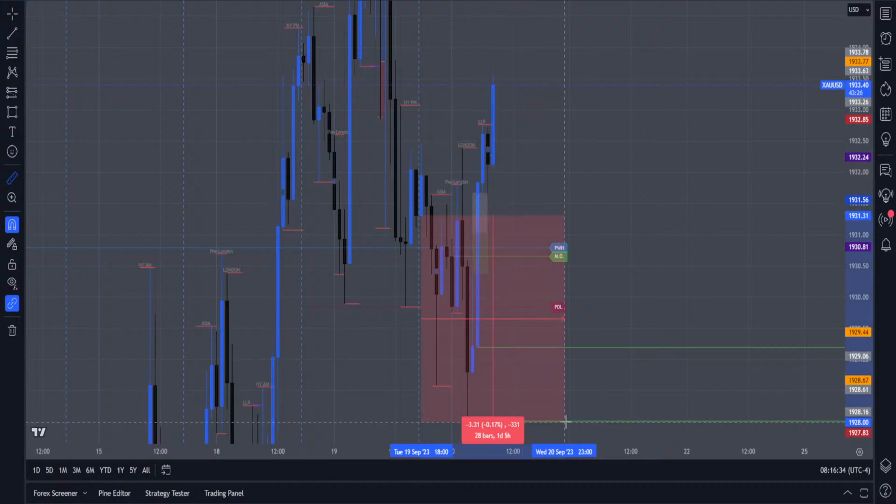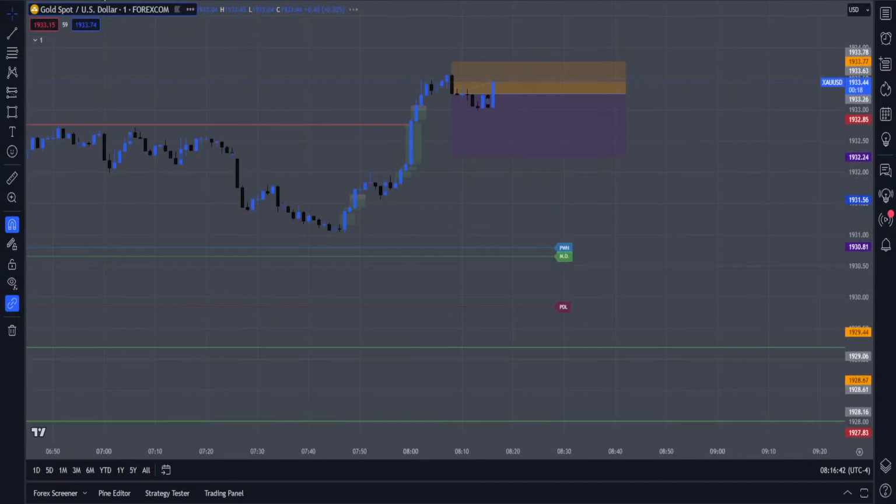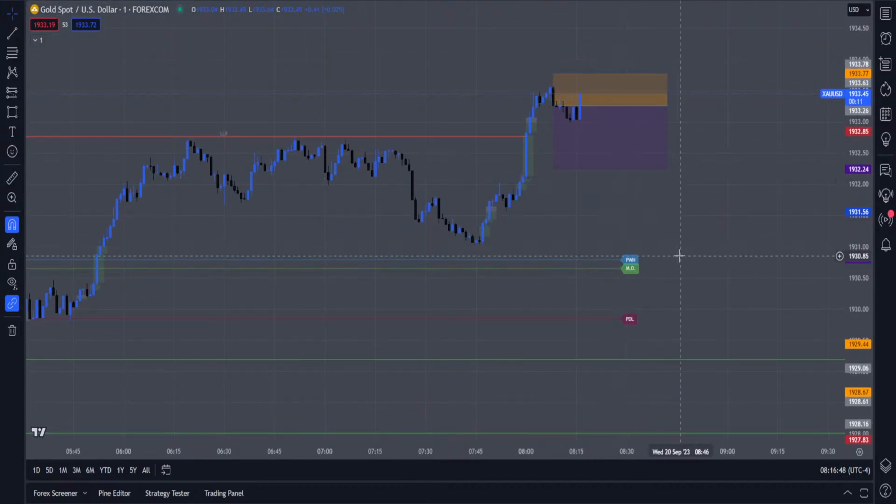Actually, the bias for the day is bullish, but we're in no place right now to take a bullish trade. So we'll just wait until 8:20 and see what it does.